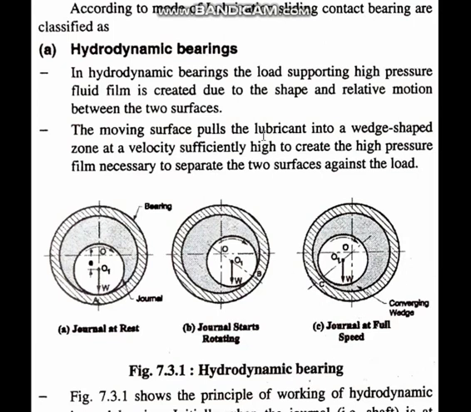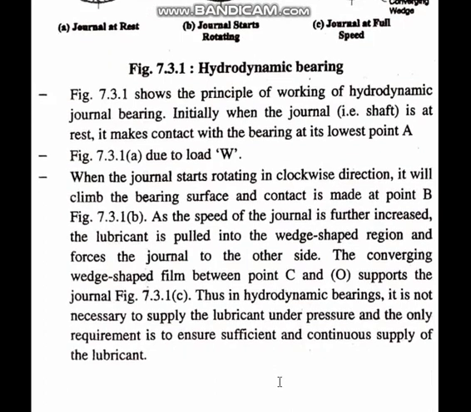The moving surface pulls the lubricant into the wedge-shaped zone. This is the wedge-shaped zone, at a velocity sufficiently high to create a high-pressure film necessary to separate the two surfaces against the load. In thermal stations, where turbines and other things are to be mounted, the turbine shafts and other things use these kinds of bearings. This is the principle of working; I have told you all that initially.